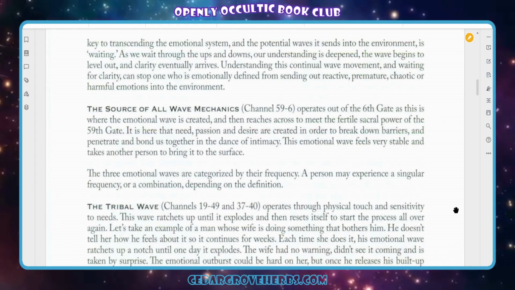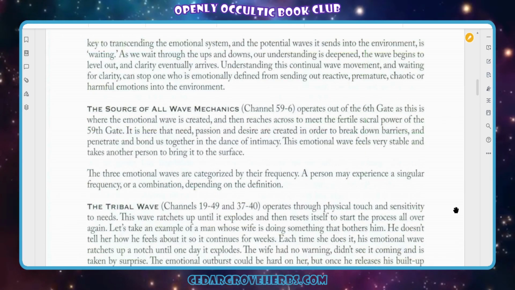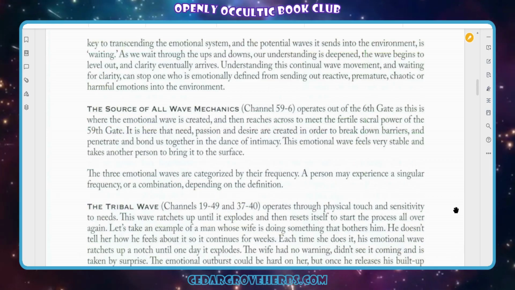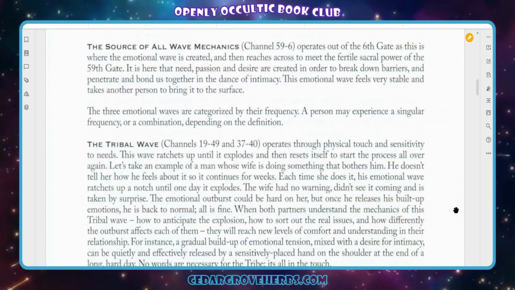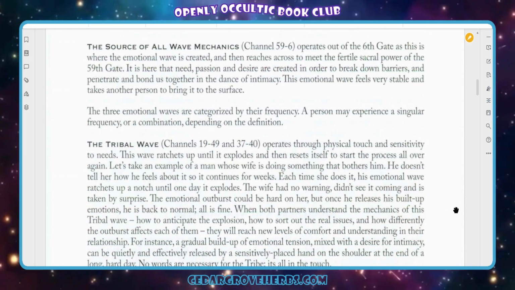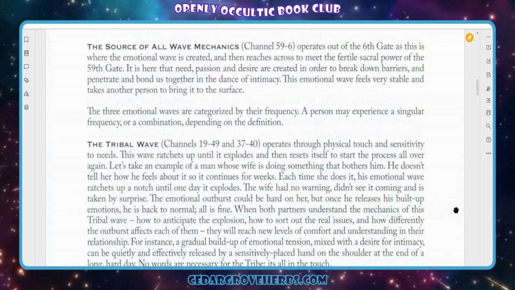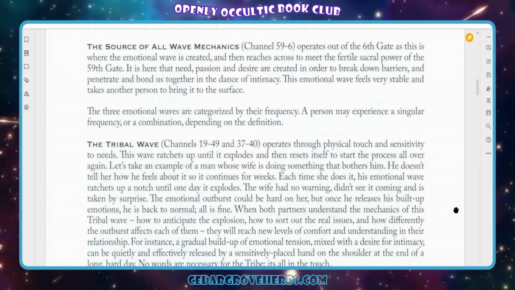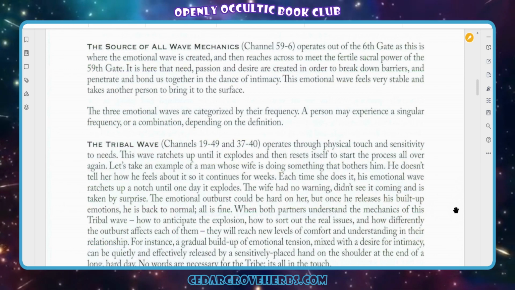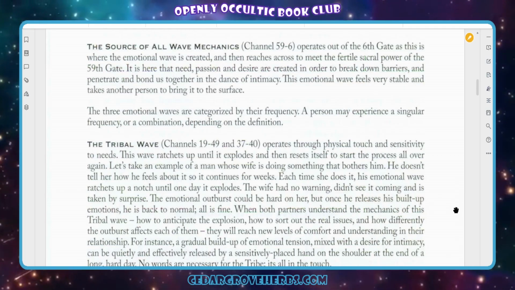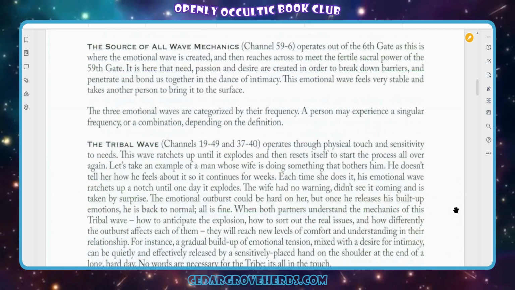The three emotional waves are categorized by their frequency. A person may experience a singular frequency or a combination depending on the definition. The tribal wave, channels 19 to 49 and 37 to 40, operates through physical touch and sensitivity to needs. This wave ratchets up until it explodes and then resets itself to start the process all over again.